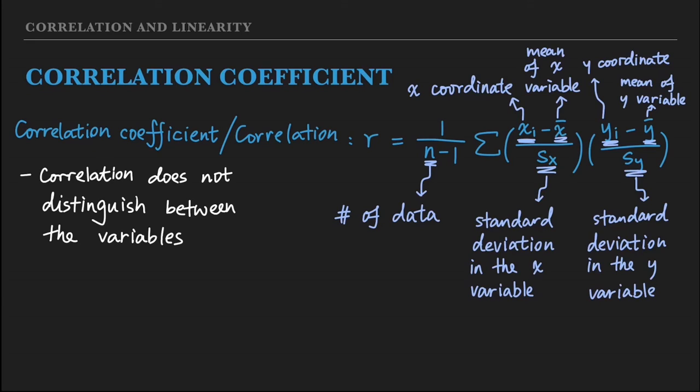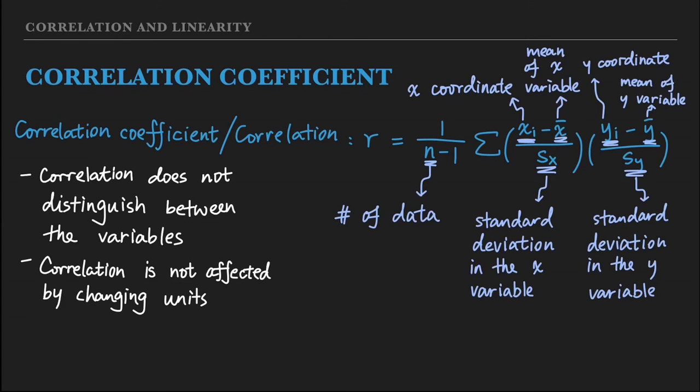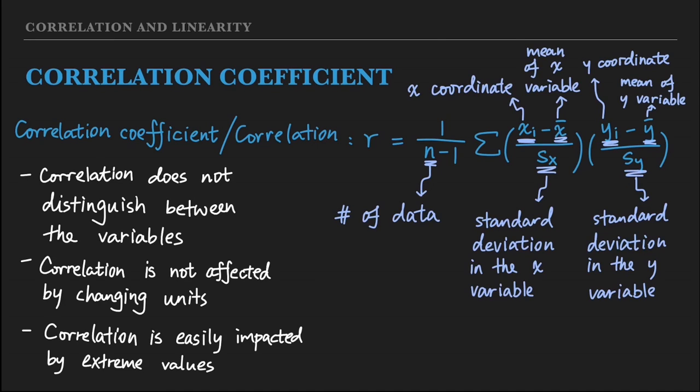Also, since the formula is based on the z-scores, which do not have units, unit changes do not affect the correlation. Lastly, since we use the means and standard deviations, which are prone to be influenced by outliers, to calculate the z-score, the impact of extreme values is huge on the z-scores, and therefore huge on the correlation coefficient.